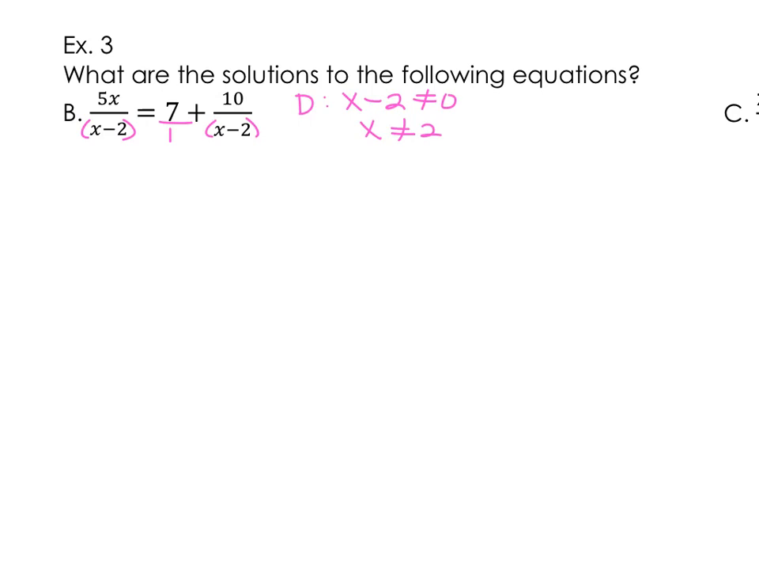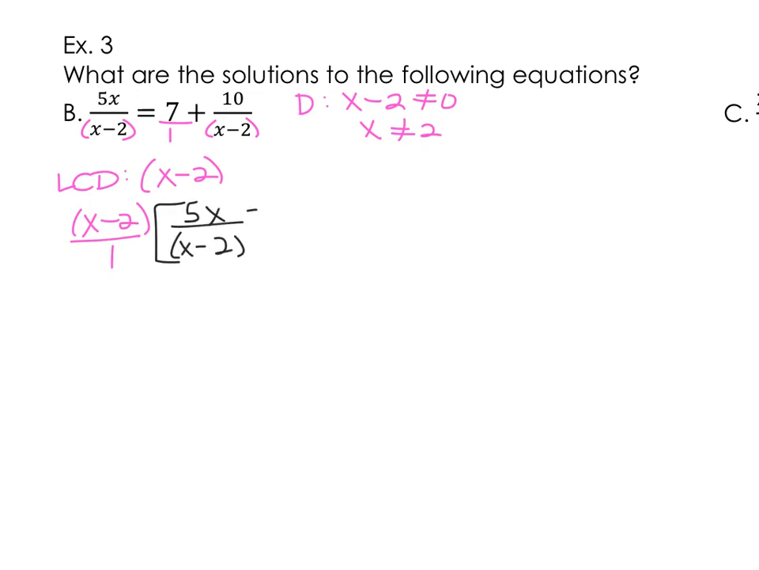And we'll check that with our final solution. The other nice thing about a problem like this one is both of those denominators are the same. To get our least common denominator then, it's just x minus 2. So this should run pretty smoothly for us. If we put x minus 2 over 1 and distribute that into the entire equation, we'd have 5x over x minus 2 equals 7 over 1 plus 10 over x minus 2.